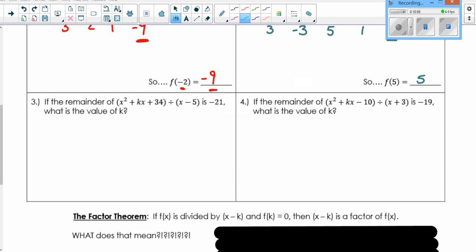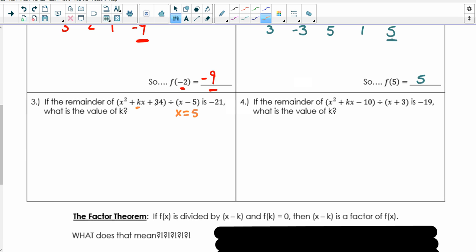Okay, so number 3 says, if the remainder of f of x equals x squared plus k x plus 34 divided by x minus 5 is negative 21, what is the value of k? All right, so there's a lot going on here. I'm trying to figure out what k is. So if I'm trying to figure out what k is, I need to know what x is so that I can solve for one unknown. So if this is saying divided by x minus 5, then this is telling me that x equals 5.